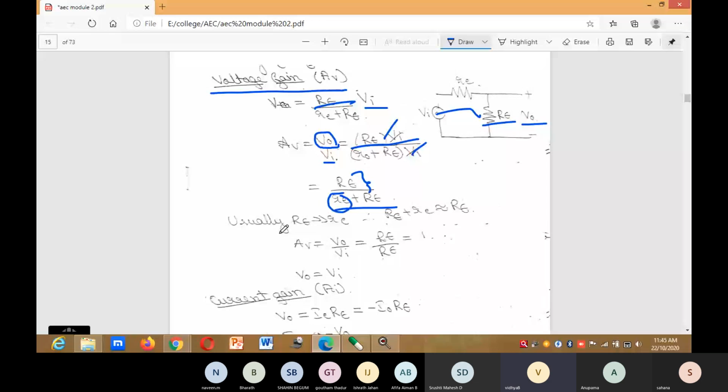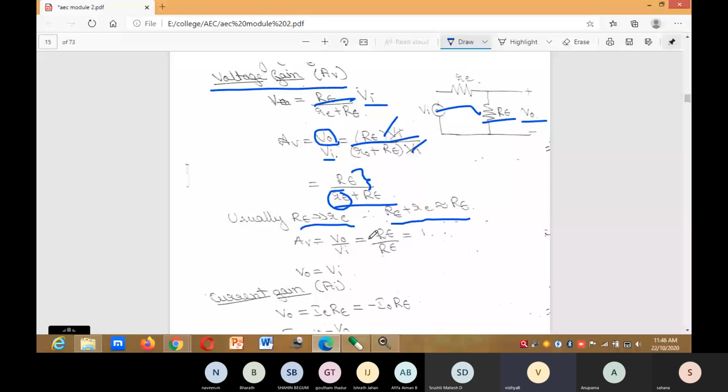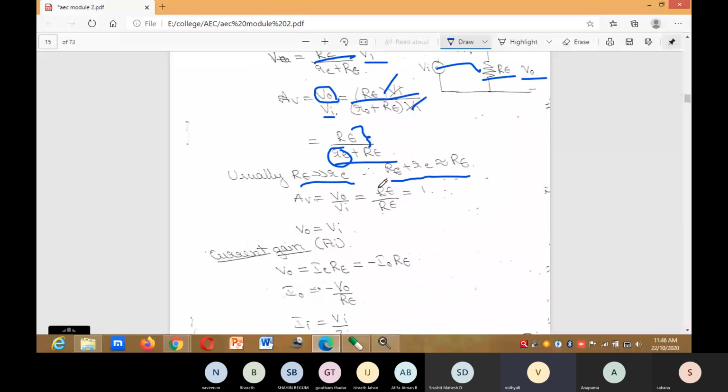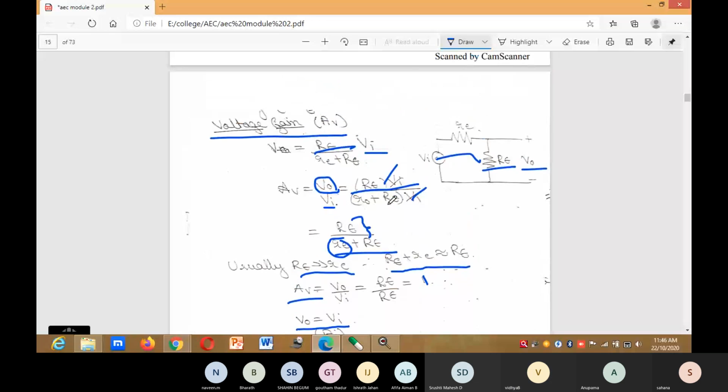Usually capital RE is greater than small re. If that is the case, then we consider capital RE plus re equals capital RE. Then the equation of the voltage gain becomes RE divided by RE, and it will become 1. So output voltage is equal to input voltage. We have already proved that the emitter follower output voltage will follow the input voltage. So you will get the voltage gain as 1.